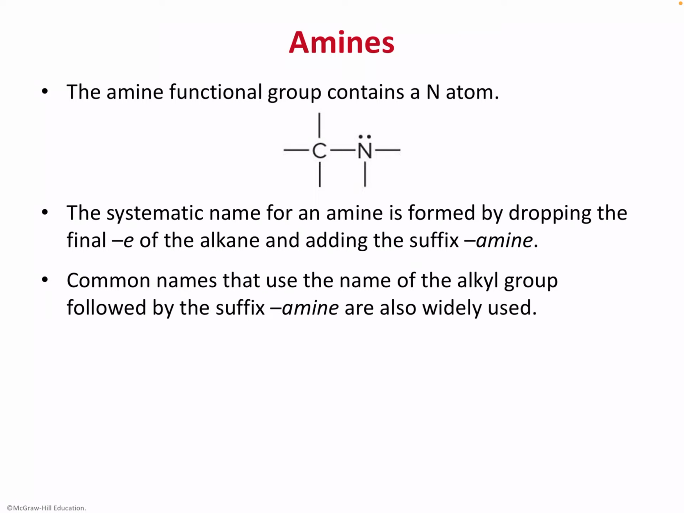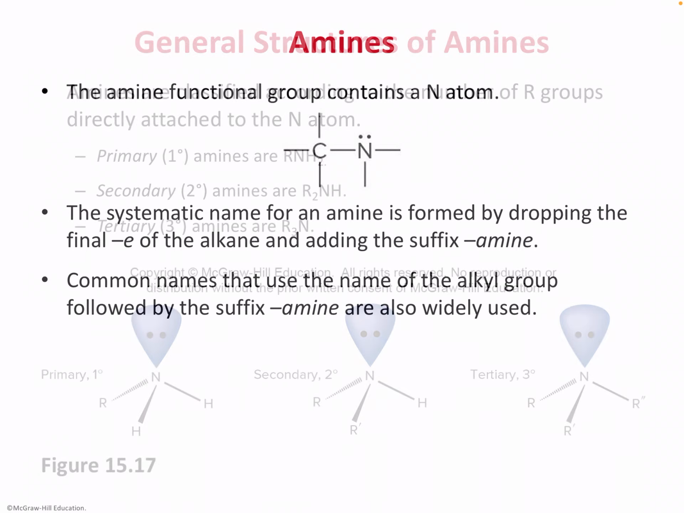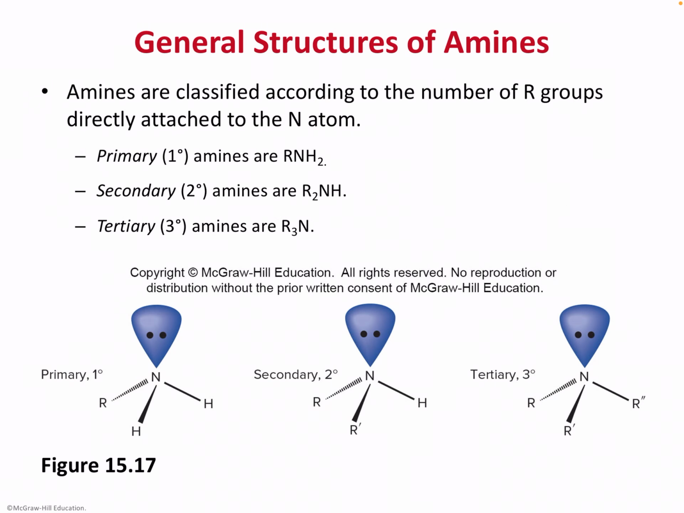And then the amines contain a nitrogen atom next to the carbon. The systematic name for an amine is formed by dropping the final E of the alkane and adding the suffix amine. If it is methane, methanamine; ethane, ethanamine, like that. Common names that use the name of the alkyl group followed by the suffix amine are also widely used. So this is the general structure of amines.